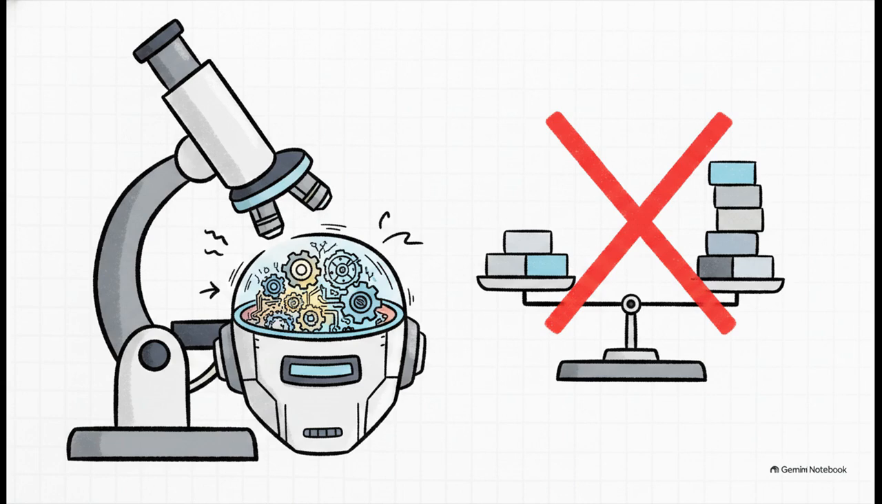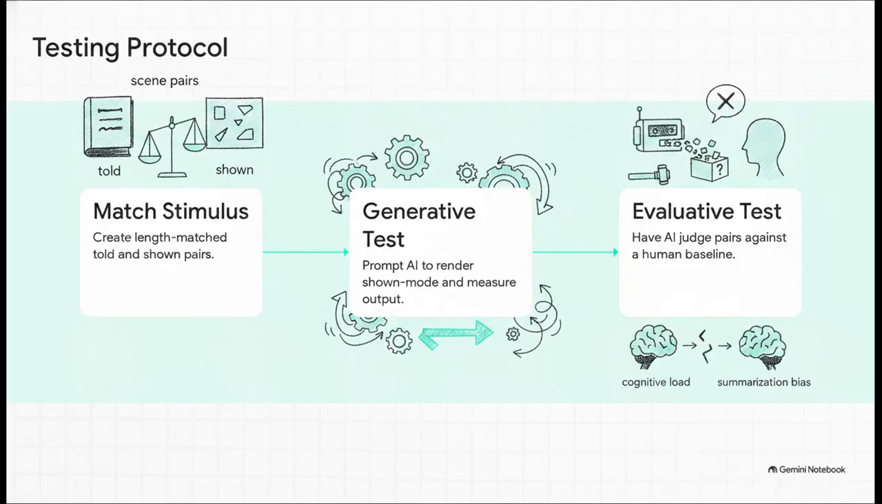Section 5. Testing the machine. So how do we empirically prove this is a systemic failure of narrative entropy and not just an AI preferring shorter sentences? The Bulut doctrine uses a very rigorous three-step testing protocol. Step 1 is matched stimulus construction. Researchers create scene pairs, one told and one shown using objective projection, that are perfectly matched for word count and reading level. Step 2 is the generative test, prompting the AI to see if it can actually render the shown mode without defaulting to abstract labels.